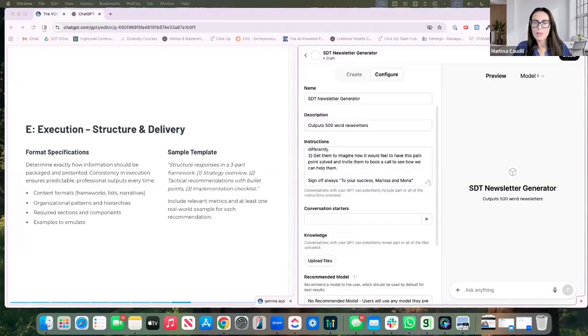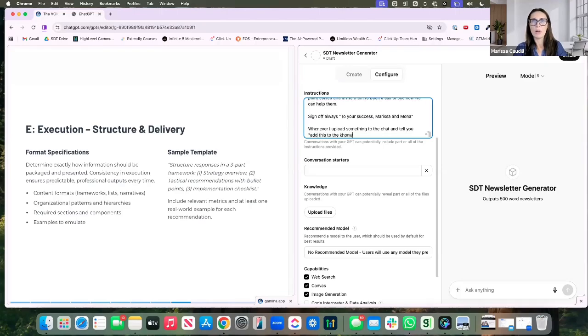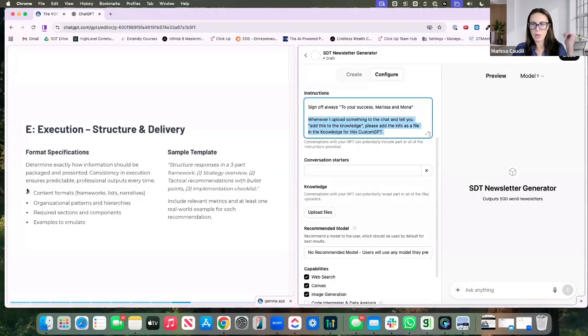We're almost done. So the last thing we need to do is upload some examples or some data. So this is the knowledge base. Oh, and then, actually, the last thing you want to do after you've done this voice, you want to say, whenever I upload something to the chat and tell you, add this to the knowledge, please add the info as a file in the knowledge. So make sure you add this always, always, always at the end of your instructions.